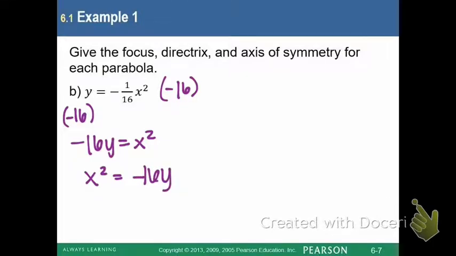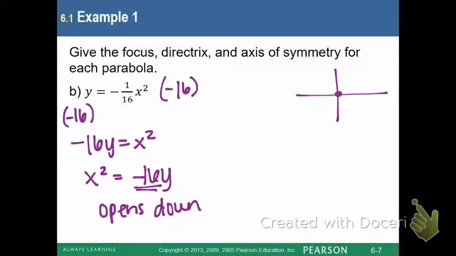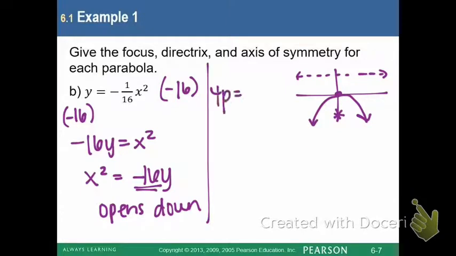So it's going to be similar to the last one. The x is what's being squared, so it opens up or down. This number is actually negative, so that tells me this opens down. Again, I can draw my rough sketch here. The vertex is at (0, 0), and I know it's going to open down. So my focus will be down here, and the directrix up here. Then I need to solve for p in order to plug in my numbers. Remember, you use 4p equals, and in this case it's negative 16, so p equals negative 4.